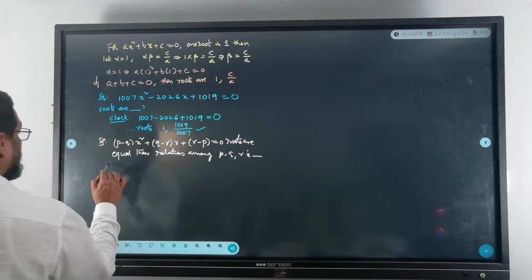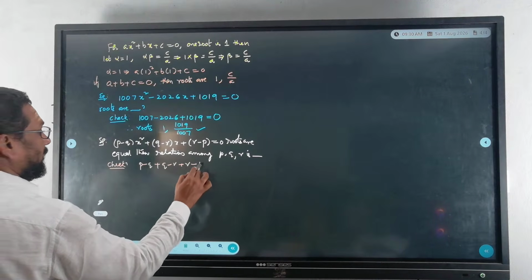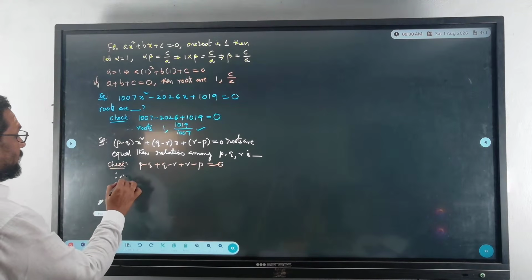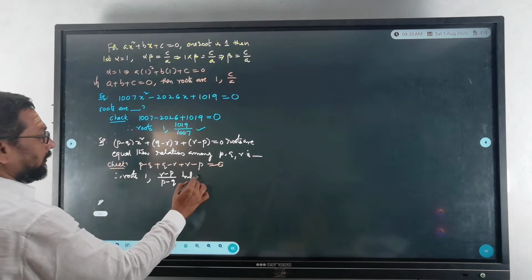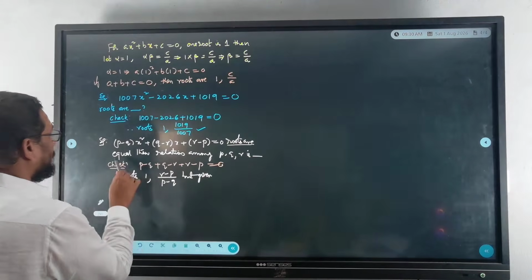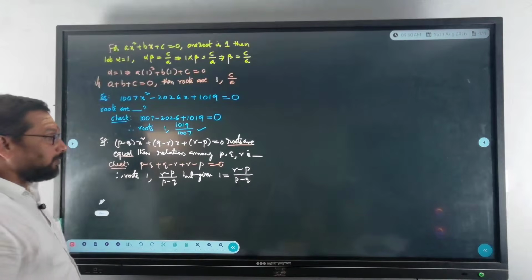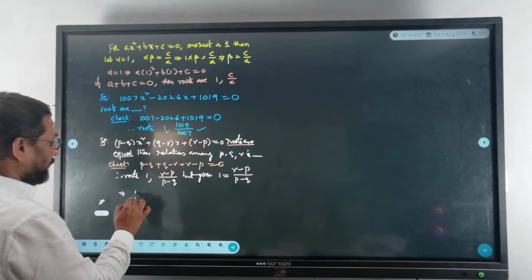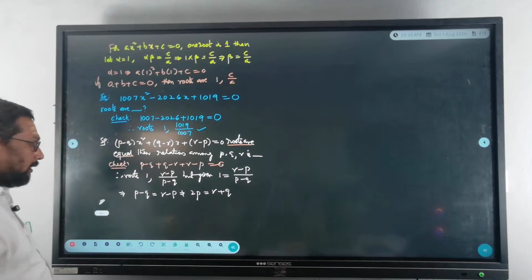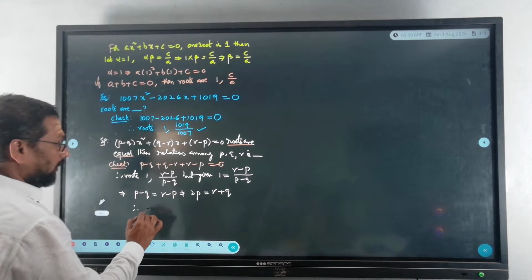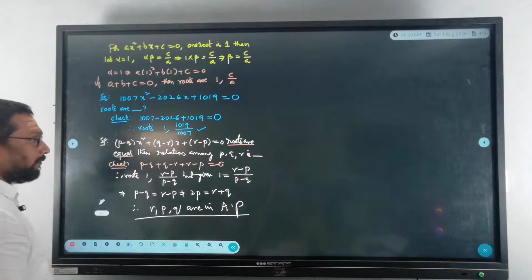So immediately what should we see? P minus Q plus Q minus R plus R minus P is equal to 0, so therefore the roots are 1 and R minus P by P minus Q. But what is given? The roots are equal, that is 1 is equal to R minus P by P minus Q. So P minus Q is equal to R minus P, so 2P is equal to R plus Q. So therefore R, P, Q are in AP. That is the relation among P, Q, R.